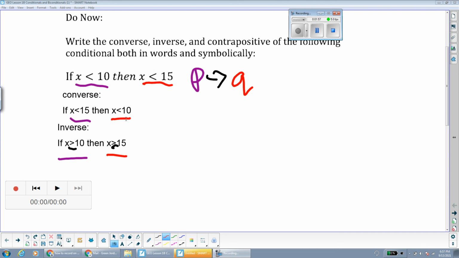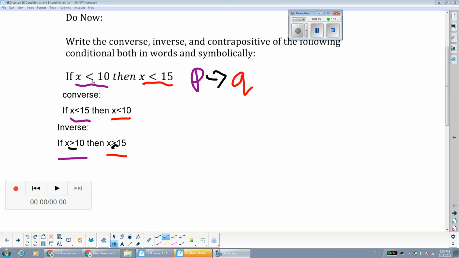Here we have the inverse of the original conditional statement. That would be if x is greater than or equal to 10, then x is greater than or equal to 15. So notice that the order didn't change, like in the converse. The premise and the conclusion are still in the same spots as the original conditional, but what did happen is both the premise and conclusion were negated. The premise is the opposite of what it was in the original.